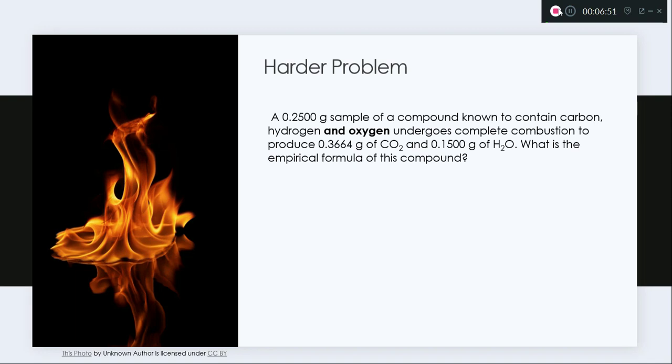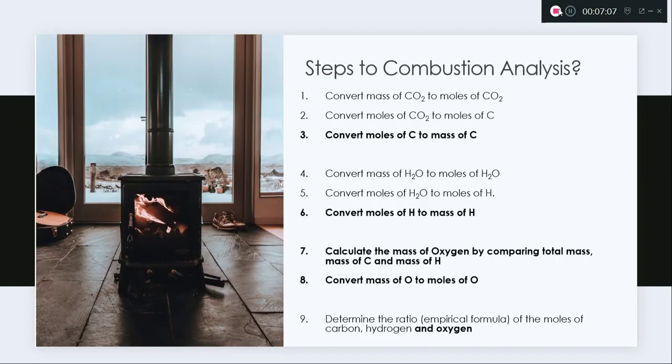But you're still going to do the same thing. You're going to collect a sample. So in this case, it collected 0.366 grams of carbon dioxide and 0.1500 grams of water. And I want to know what's the empirical formula. The process is very, very similar, but we have to worry about how to get that oxygen number. So here's what you do. The process is very much the same.